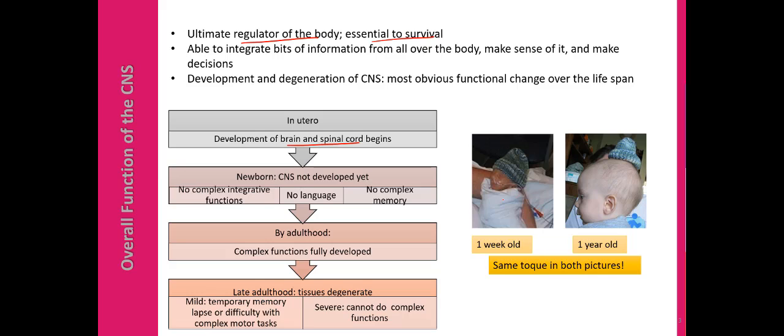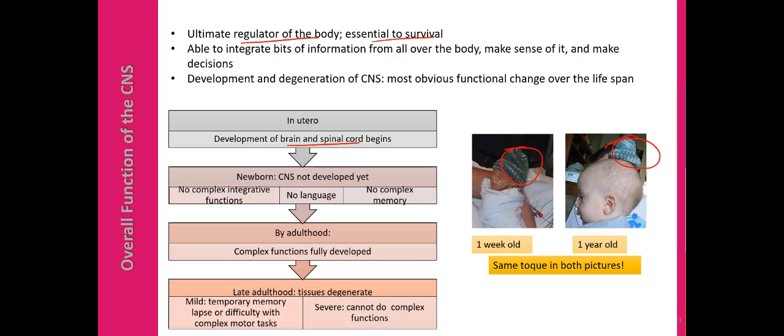This is the same baby. The baby was born, I think, 5 weeks premature. This is the same toque, a year apart, and you can see how much his head, and therefore his brain inside that skull, has grown. That's just in a year. As I said, as a newborn, the CNS is not fully developed, and therefore babies really can't do much more than poop and squawk and eat.